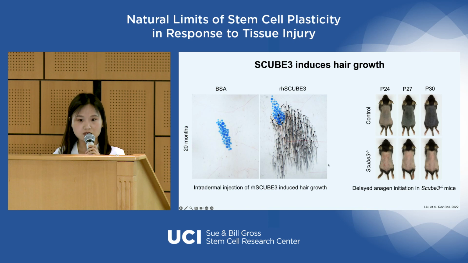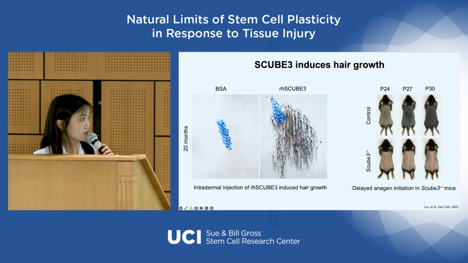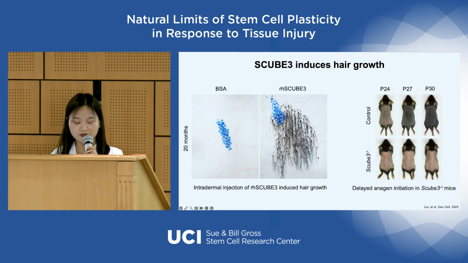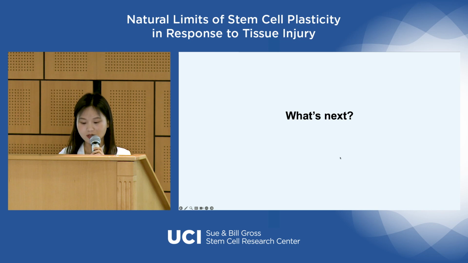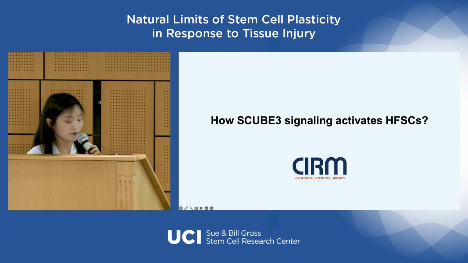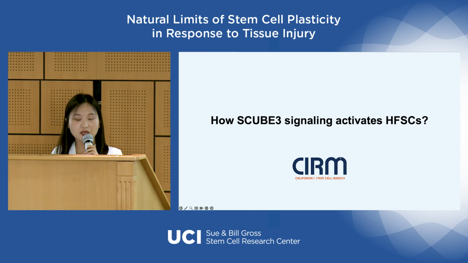Based on those findings, we actually filed a patent because of its potential for hair loss treatment. So then what are we going for next? With the support from the CIRM Institute, we're now trying to figure out how SCUBA3 signaling can activate hair follicle stem cells, hoping to find out more molecular mechanisms and also gain more insights for hair loss treatment. Thanks.